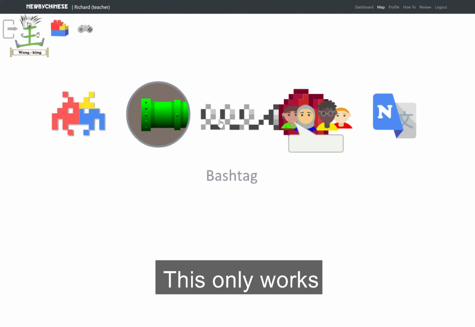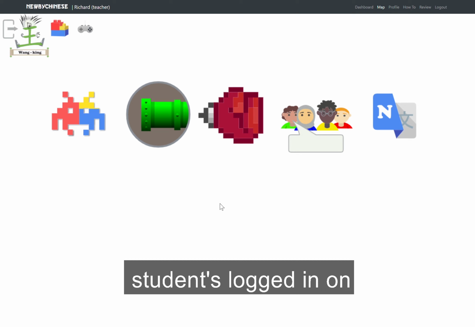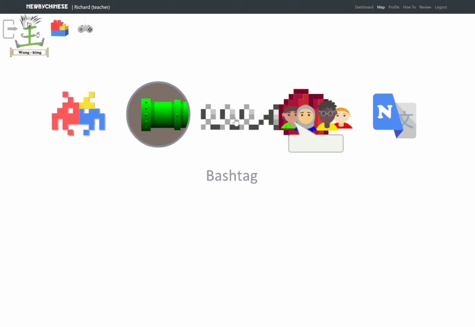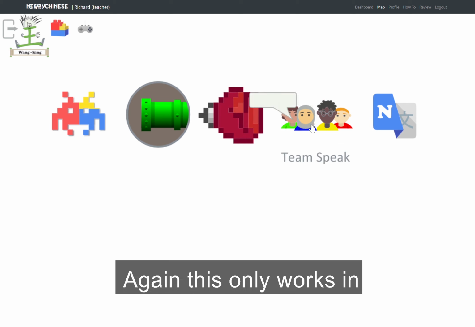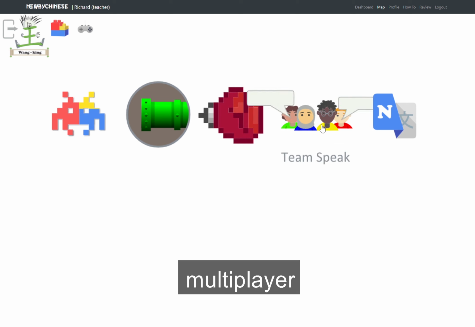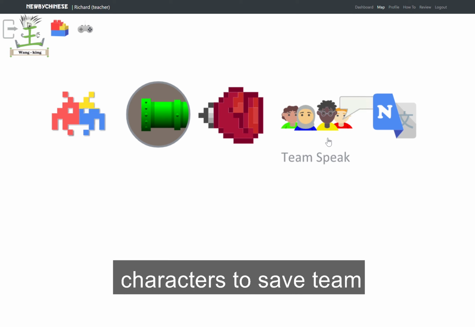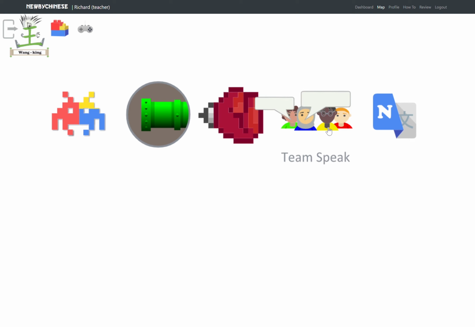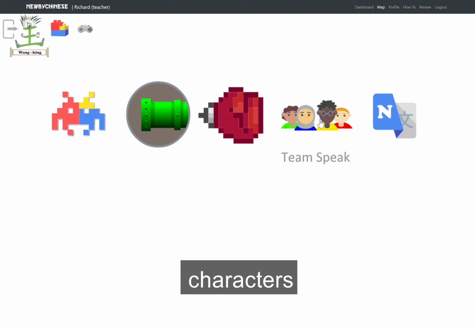Now let's move on. So unfortunately this only works in multiplayer, so it's only going to work on the teacher's screen if you have students within the classroom who are logged in on their own devices. And it's fun. It's a level up from this in terms of stress testing their knowledge. It's a load of fun. We can view it later. Again, this only works in multiplayer. This is where those characters randomly get pushed to students' devices and they have to shout them out to their teammates in order to save their team. This is fun, and it gets them visually recognizing, getting comfortable enunciating which characters they're talking about.